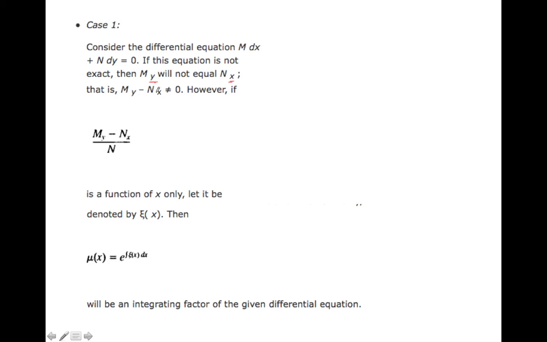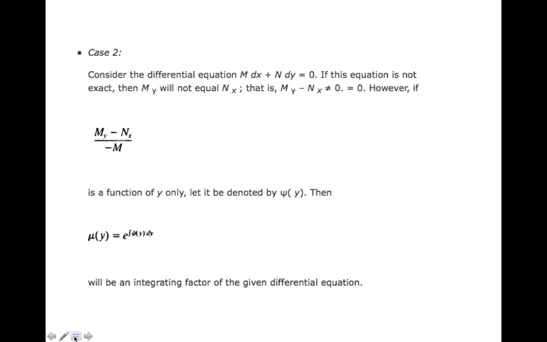So what we look at is we look at the derivative of m with respect to y minus the derivative of n with respect to x divided by the function n. And what the theorem says is if that is a function of x only, then we're going to call that function epsilon of x. And our integrating factor can be determined by taking e, the exponent, to the power of the integral of epsilon of x dx. So that's going to be our integrating factor mu.